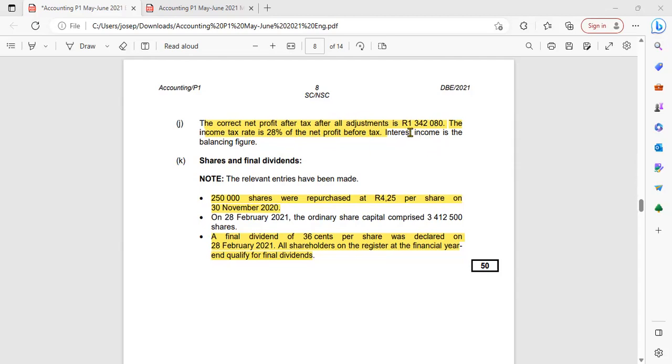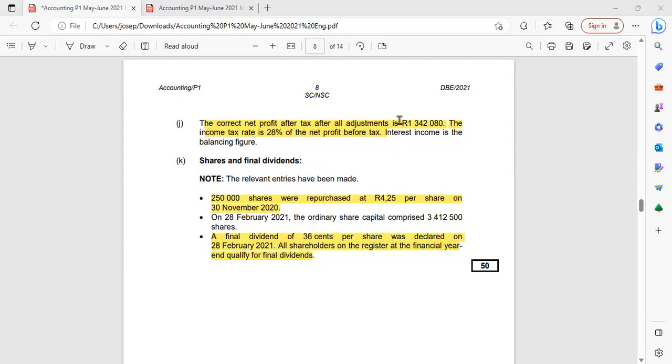So let me say this was not given. Let me say they said the income tax rate is 28% of net profit before tax. If they give you this information and did not give you the net profit after tax, what you are going to do is simply calculate your net profit after tax. So this information is very important, guys.